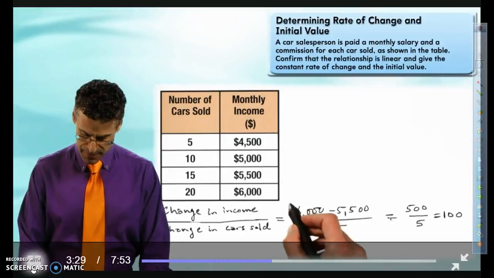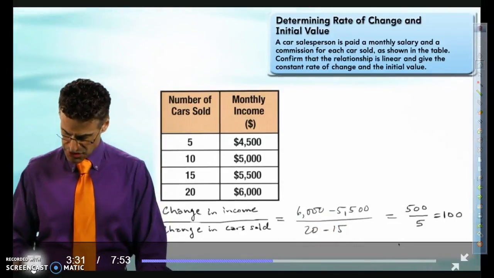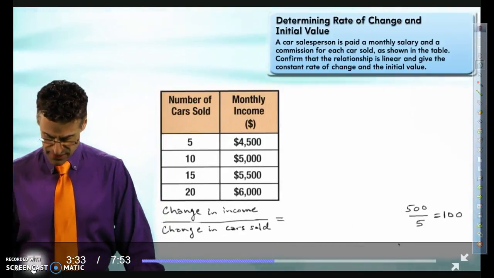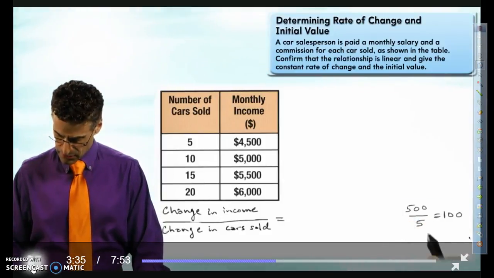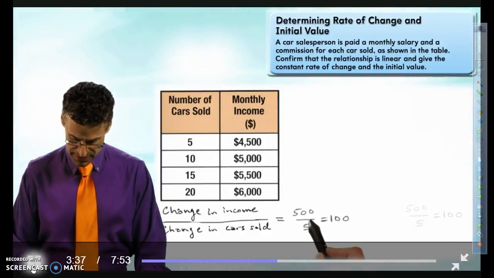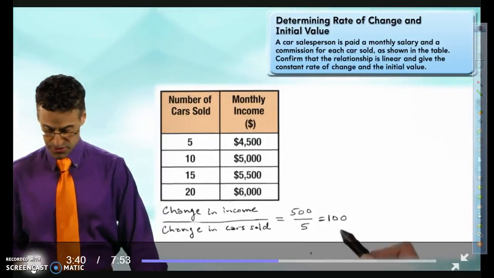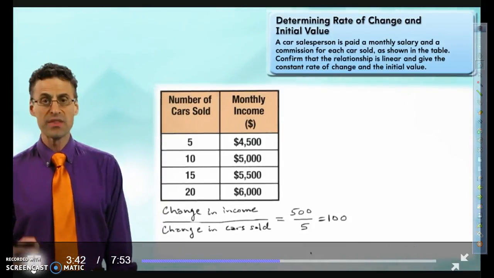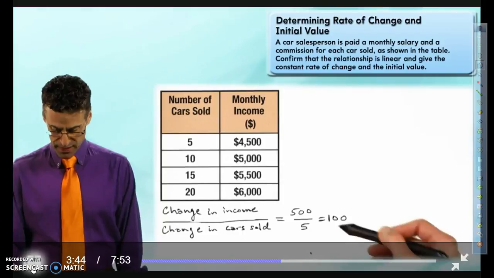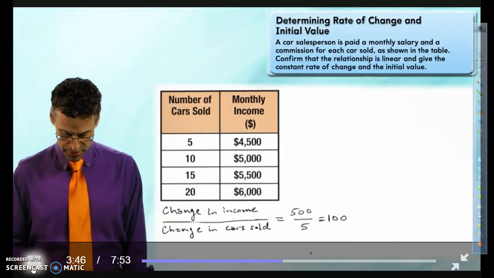So all of them produce the same ratio, which tells us that, in fact, we have a linear relationship. There we have it, and that's the slope. So the slope is 100, which means that the rate of change is $100 per car sold.